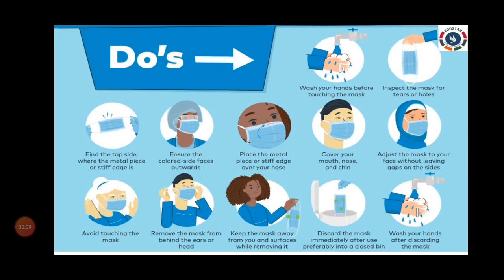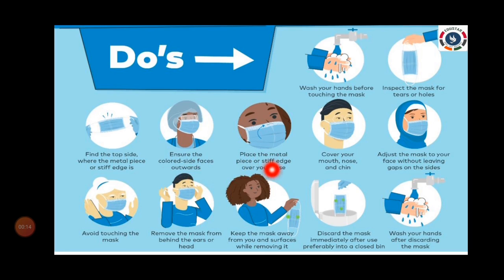Then how to wear a mask. What we generally should do and what we generally should not do. First, I'm going to explain that. First thing, wash your hands before touching the mask. Second, inspect the mask for tears or holes. If there is any hole or tear, don't use that mask. Then find the top side where the metal piece or stiff edge is. Then ensure the colored side faces outwards.